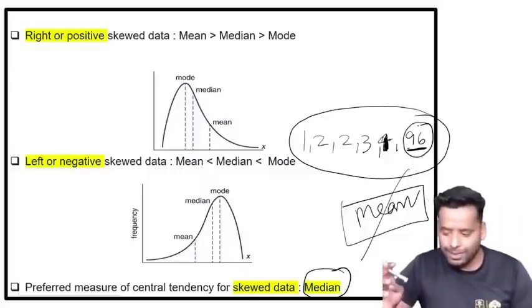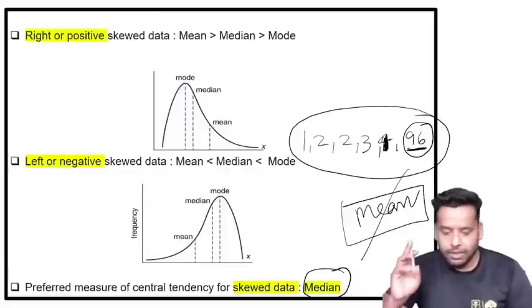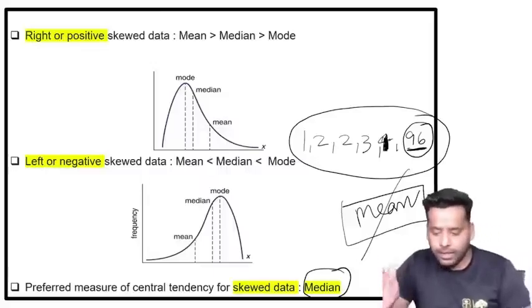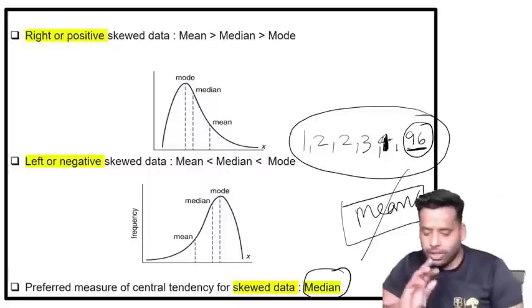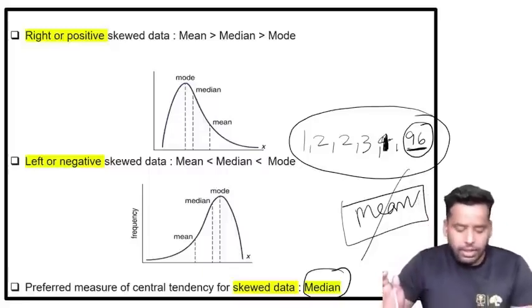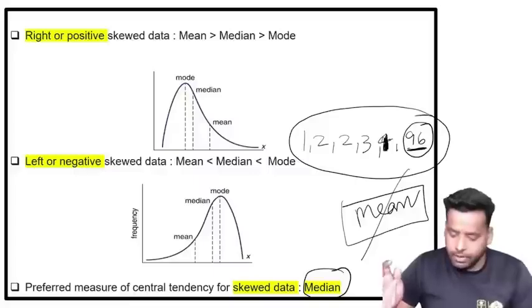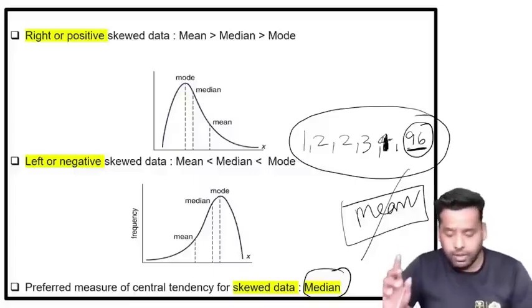Listen. One student. Underline this: outlier in the higher end, right skewed data. Outlier in the lower end, left skewed data. The preferred measure of central tendency for skewed data is median. Always remember median.